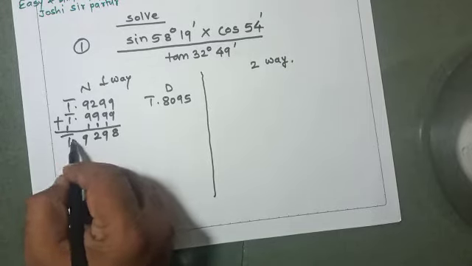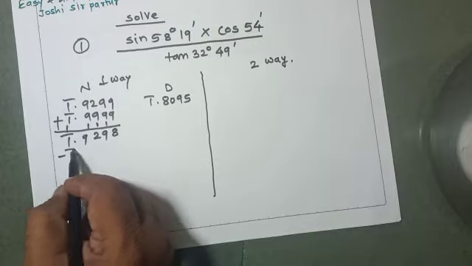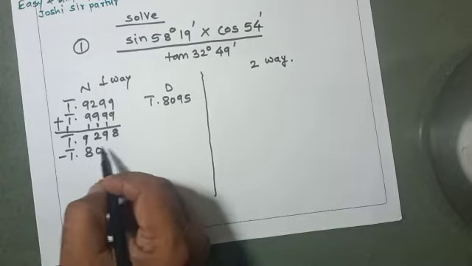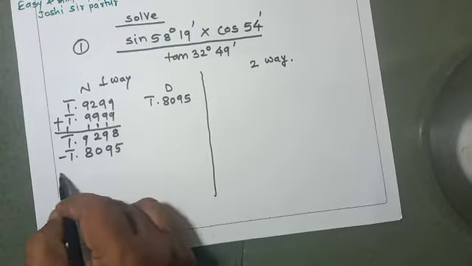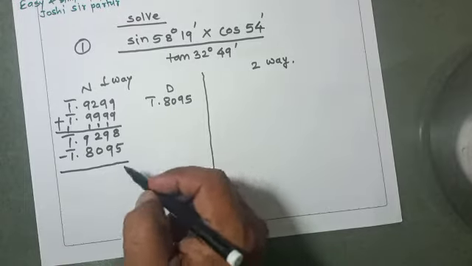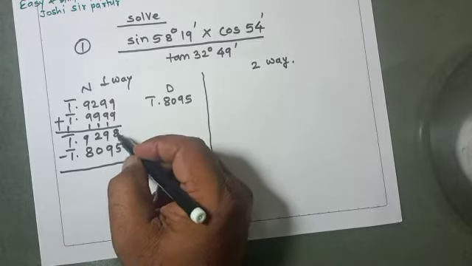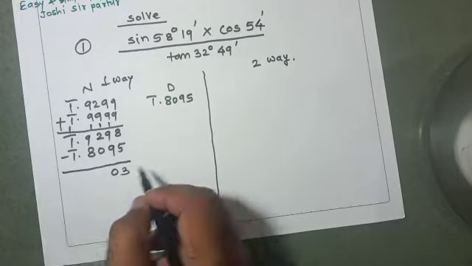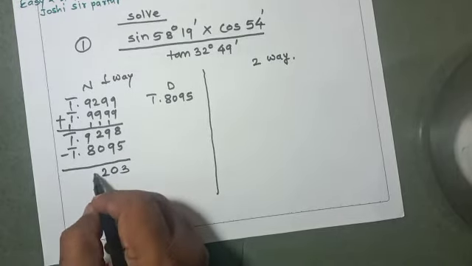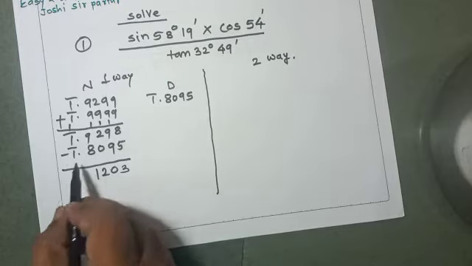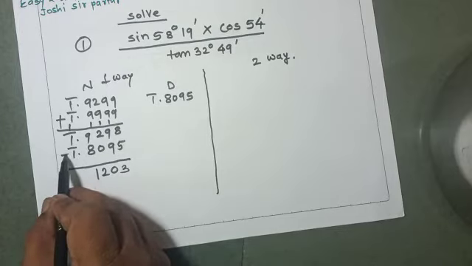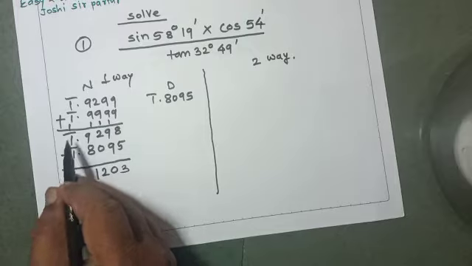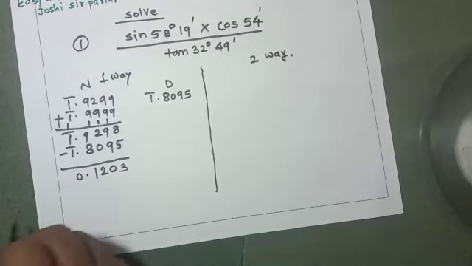So it is the numerator bar 1 minus bar 1.8095. When subtracting, 5 subtracted from 8 leaves 3, 9 subtracted from 9 leaves 0, 2 remains, 1 remains. And minus 1 minus becomes plus 1, and minus 1, it becomes 0 point.